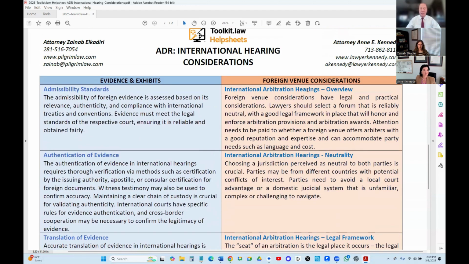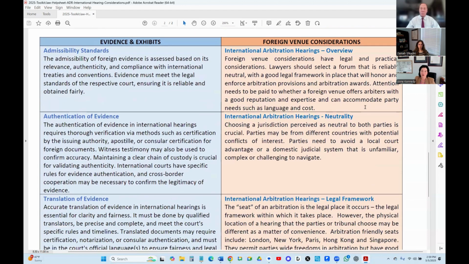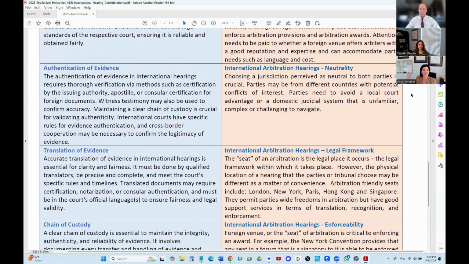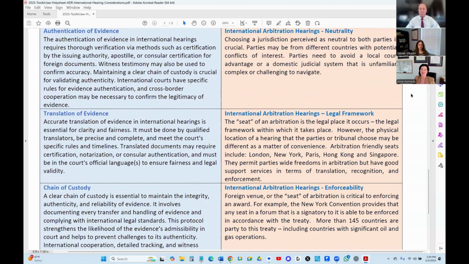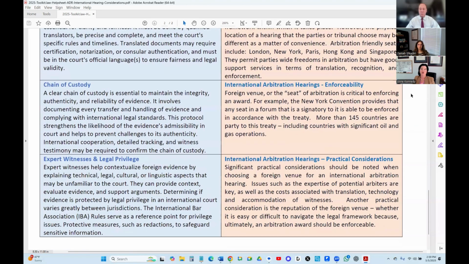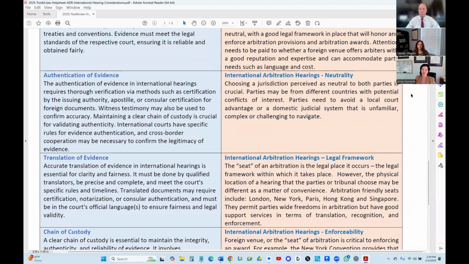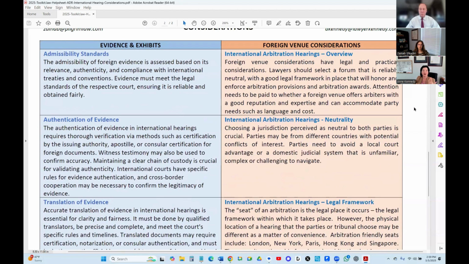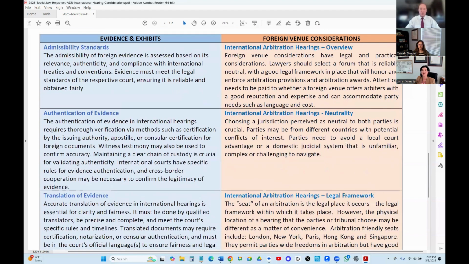Go ahead. So this is to build on what I was talking about earlier. I've structured foreign venues, but ultimately, to give a bird's eye view of things, one of the biggest issues is going to be, where should we have a forum for our arbitration, right? Or for an international arbitration. And there are some very strong practical and logistical considerations. The first is, generally speaking, looking at the top on an overview, it's a good idea to select a place that is reliably neutral, right?